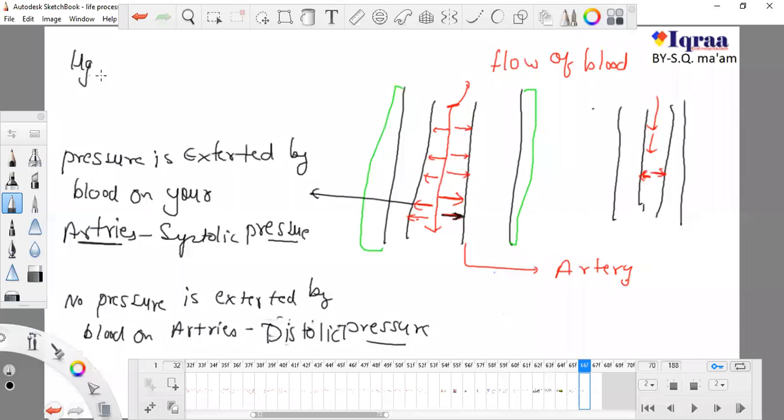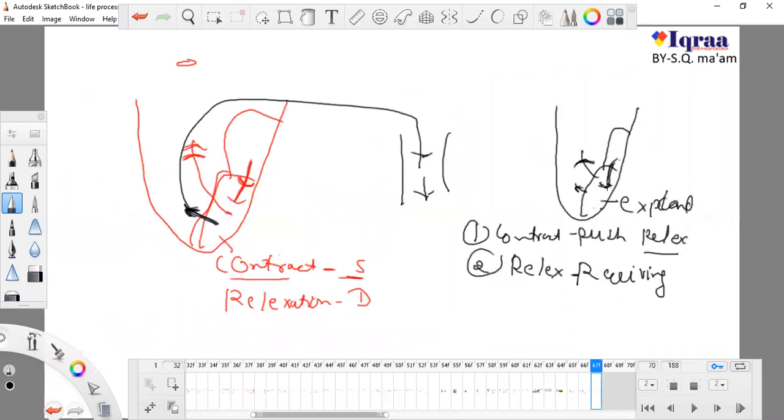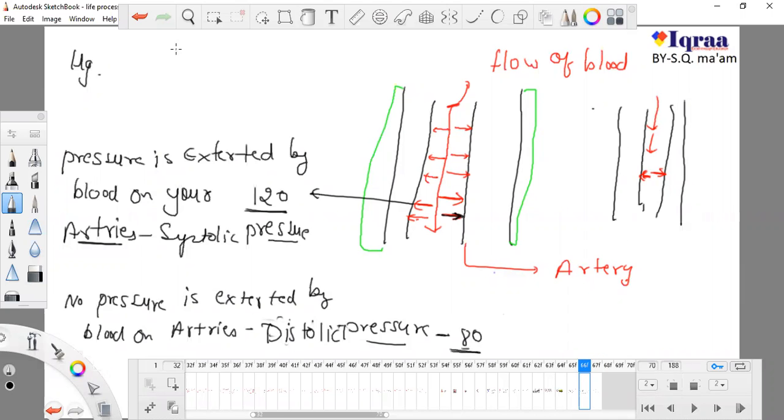mm Hg. So it is always higher and it is 120. The diastolic is very low because there is no pressure, and when the ventricles are receiving blood, definitely they are not in the mood to pass blood out, so they are in relaxed mode, so it is 80. So generally we write our blood pressure as 120 upon 80, okay, this is the upper value.